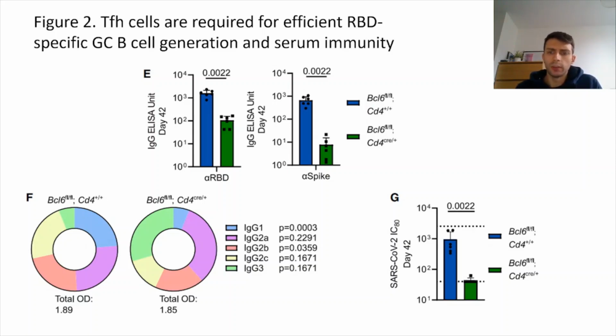Finally, for figure 2, we used a pseudo-neutralization assay, and we looked for IC80, which we quantified here. You can see a large reduction, essentially to the limit of the assay's detection, in neutralization capacity of the serum when CD4 BCL6 flox is active. So when Tfh are lost, not only do we lose RBD-specific germinal center B cells, but serum immunity is heavily depleted.